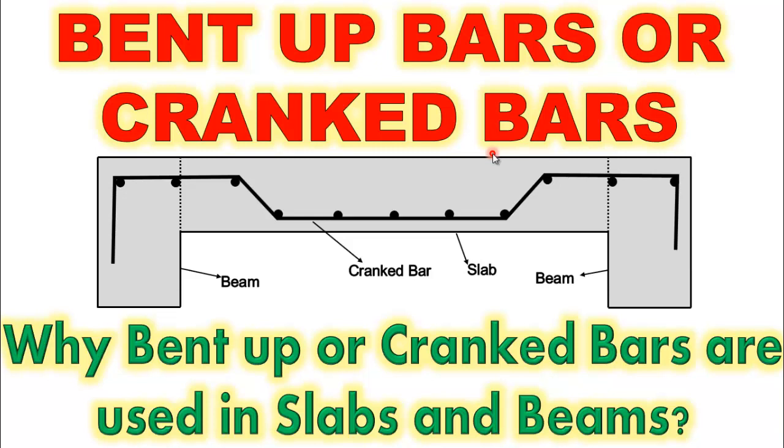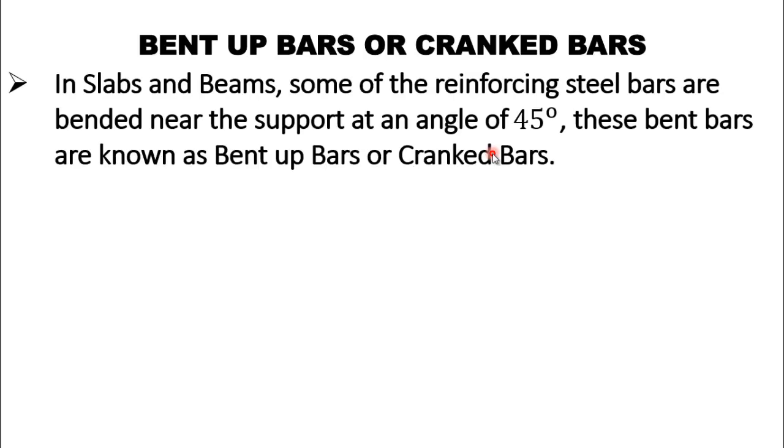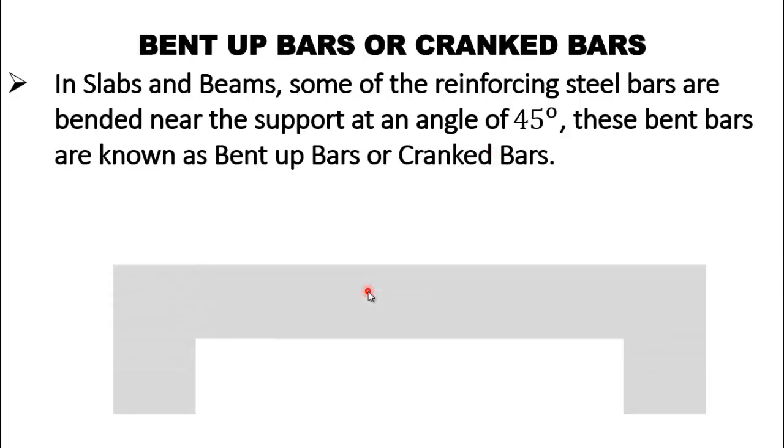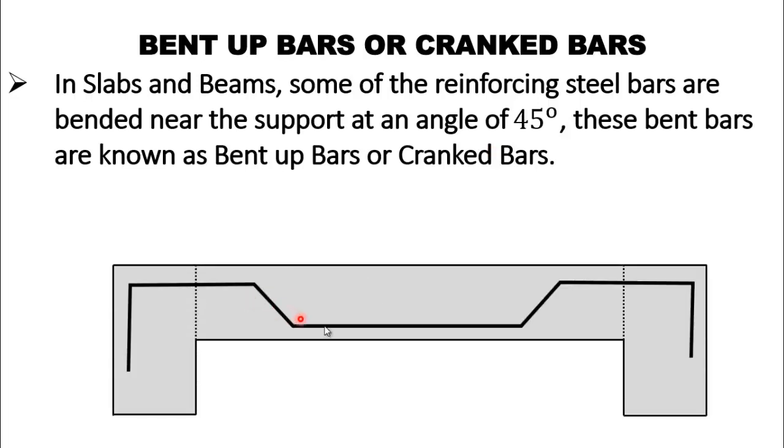Let's get started. First we will answer what are bent up bars or crank bars. In slabs and beams, some of the reinforcing steel bars are bent near the support at an angle of 45 degrees. These bent bars are known as bent up bars or crank bars. Here you can see that in this slab, this bar is bent near the support at an angle of 45 degrees. So this bent up bar is known as a bent up bar or cranked bar.